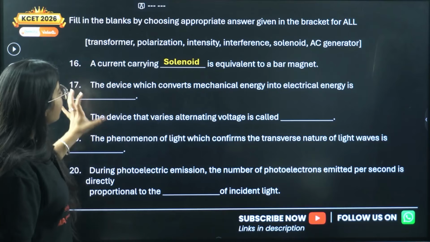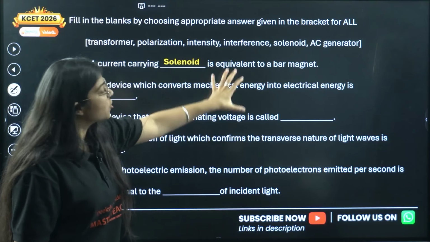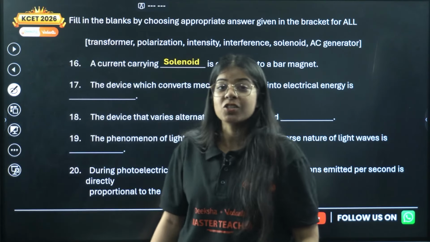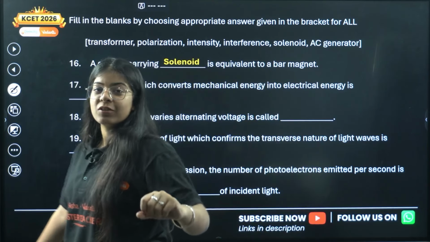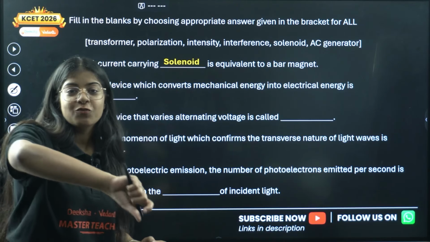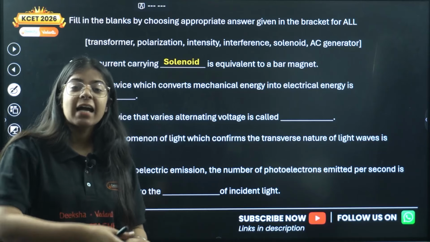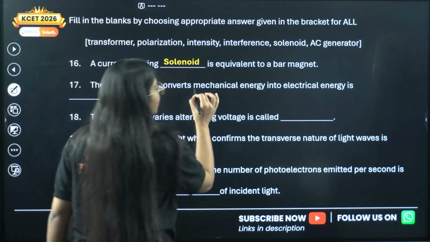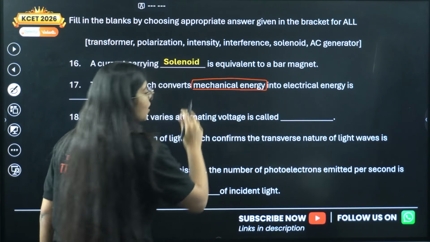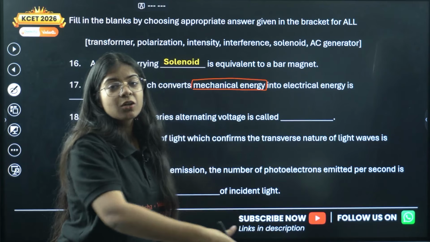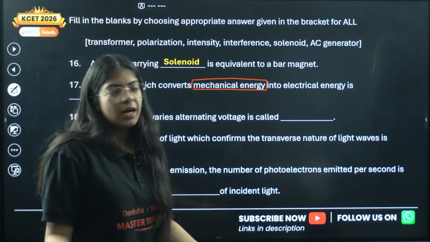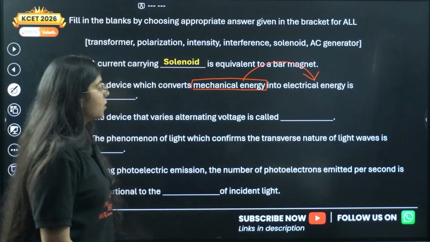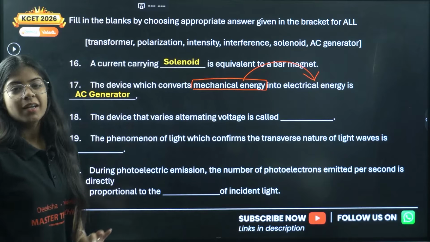Correct? The device which converts mechanical energy into electrical energy. Now, I don't know if you guys use generators anymore in your houses, but we have those generators in which you put fuel or diesel, and it gives you energy in return. So what is it doing? It is converting mechanical energy, because we used mechanical energy to power or start that. So it converts mechanical energy into electrical energy, that is an AC generator.